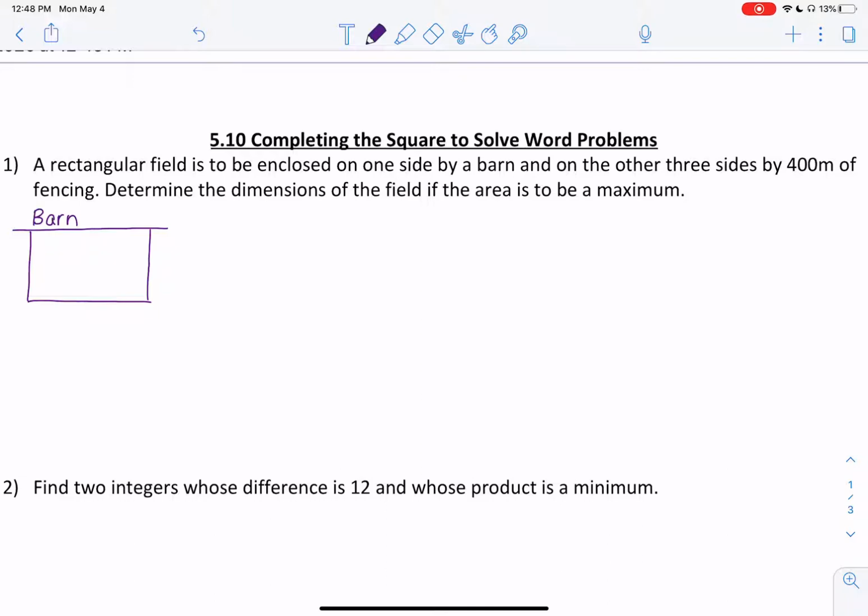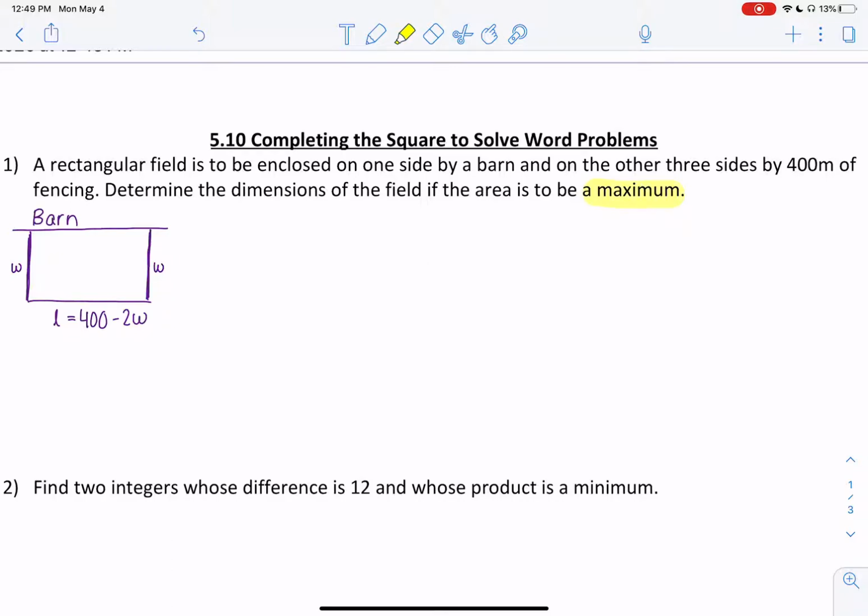Now, I know that we have 400 meters of fencing in total, and I want to maximize this area. So I'm going to let these sides be my width, and then I have my length. Now, I have 400 meters of fencing total. So if I use up W for this side here, and I use up W for this side here, what I'm left with for my length is 400 minus the 2W that I used for those two sides. So now that I have my dimensions, I'm going to start and figure out the maximum.